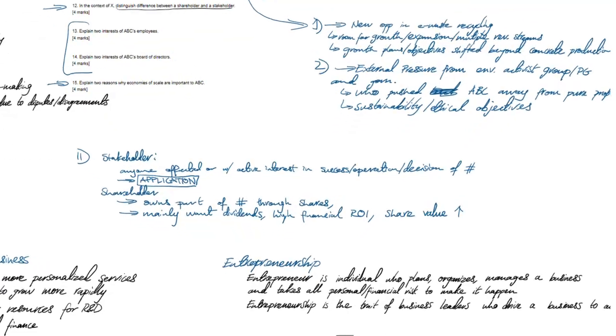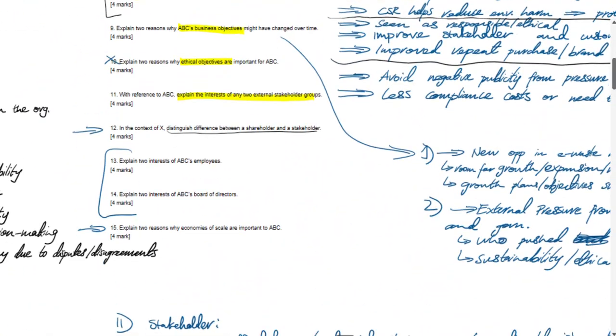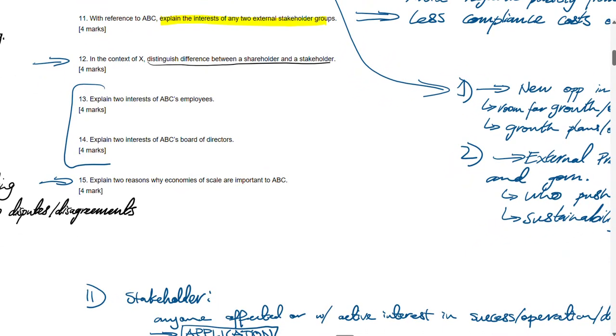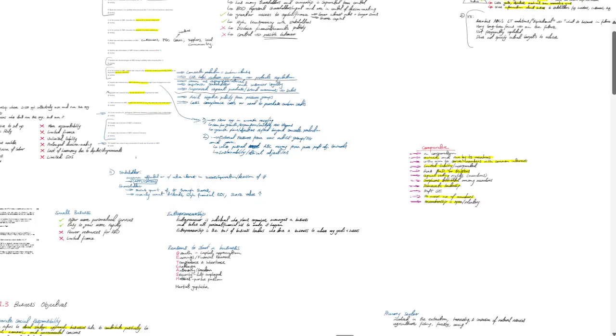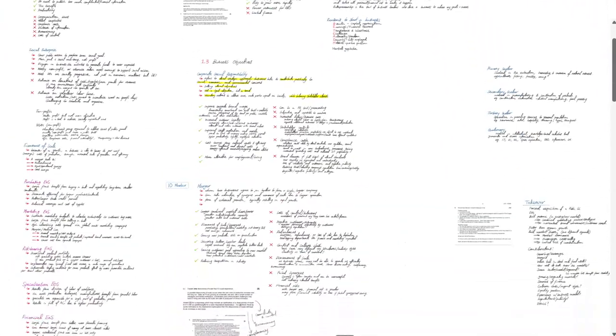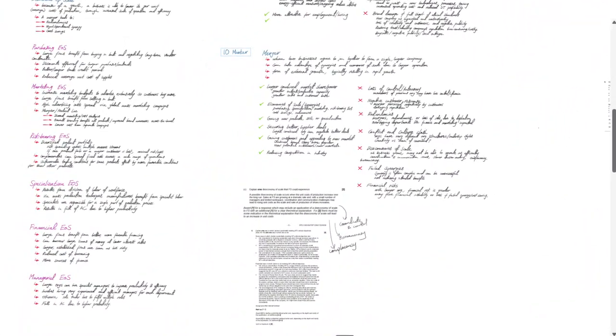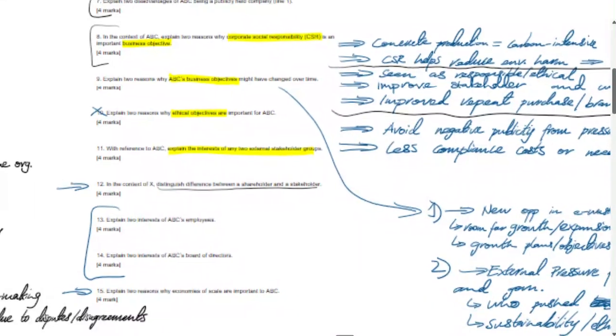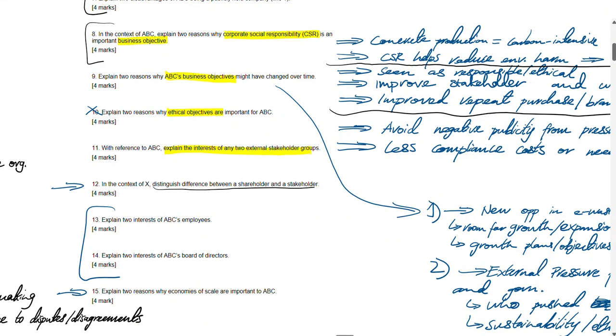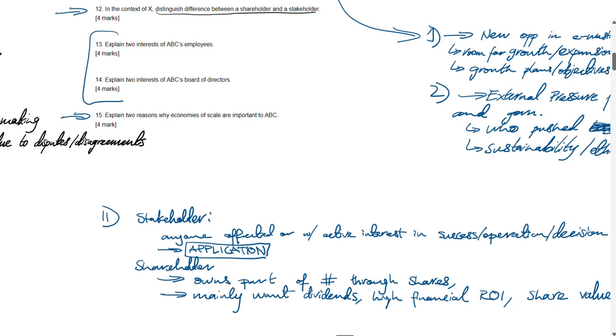Second. Okay, that's perfect. Now we finished question 12. Now on to question 15. Explain 2 reasons why economies of scale are important. Now I have a bunch of notes for economies of scale too, guys, and we can literally use any of them. We can choose any 2. Let's see. What does the question ask specifically? Explain 2 reasons why economies of scale are important.